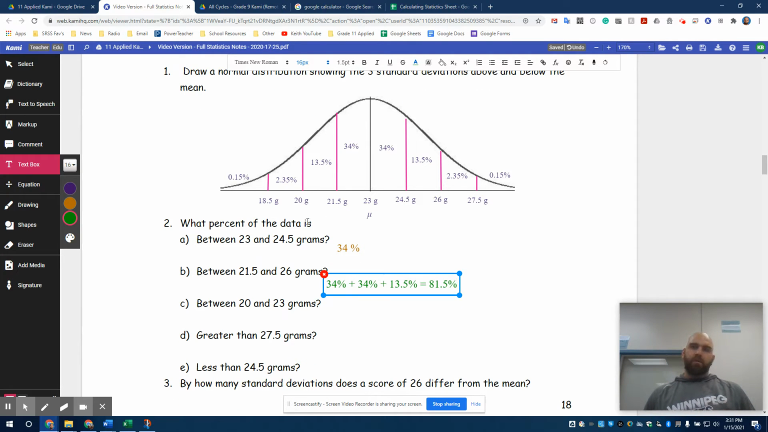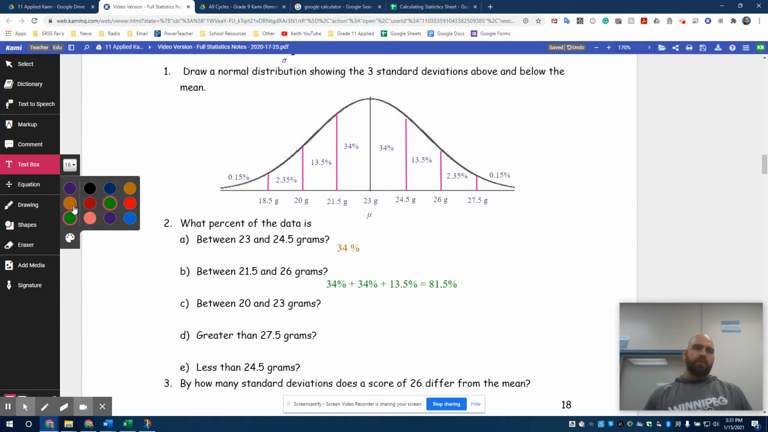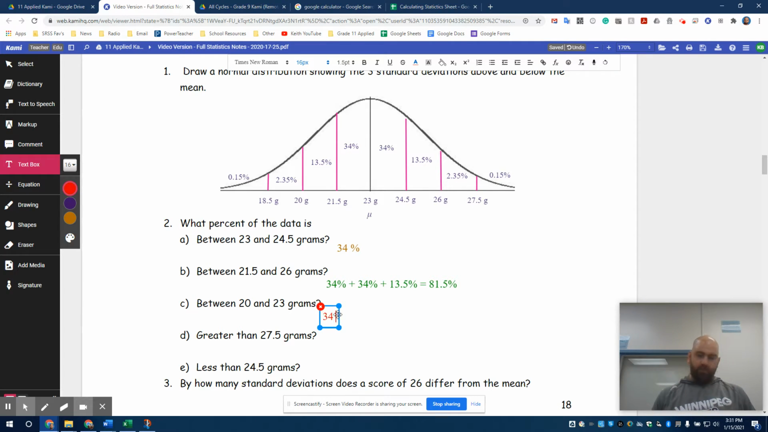Between 20 and 23, well, that's here to here. That's the 34 plus 13.5. So we're going to put that in there. It's going to be 34% plus 13.5%, and we get 47.5% in there. Again, we're adding up the sections in between. And greater than 27.5, well, that's just this little section up on top. It would just be that little part, which is just 0.05%.